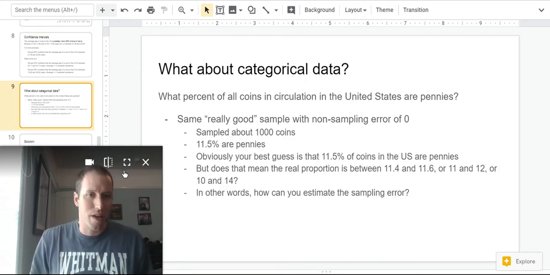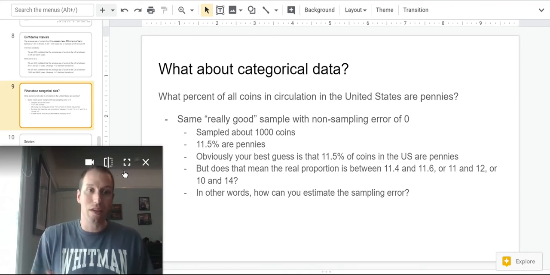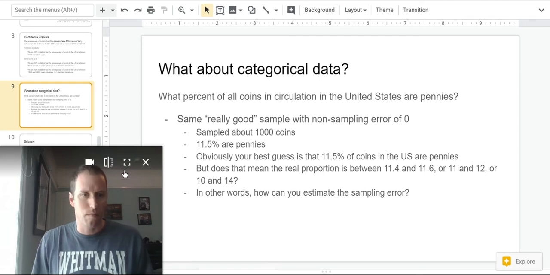What about categorical data? What about data where what we're looking at is a category? For example, is the coin a penny or a nickel or a dime or a quarter or a 50-cent piece or a dollar coin or what have you? So let's say our question is, what percent of all coins in circulation in the United States are pennies?